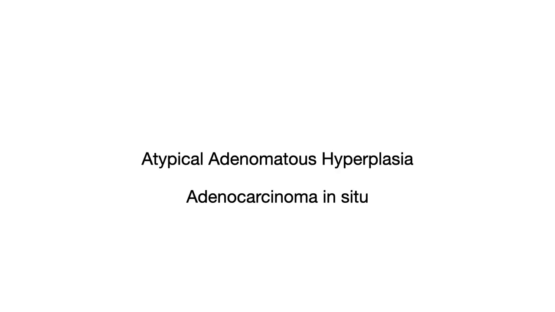These are precursor lesions to adenocarcinoma: atypical adenomatous hyperplasia and adenocarcinoma in situ. Adenocarcinoma in situ was previously known as bronchoalveolar carcinoma. Bronchoalveolar carcinoma is characterized by what is known as a lepidic growth, or tumor cells that grow along the alveolar walls. The lepidic pattern of growth is said to be non-invasive.